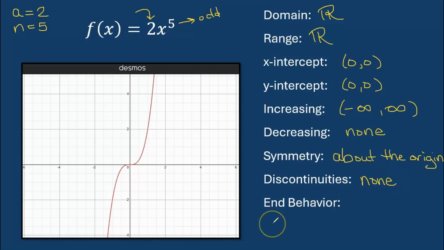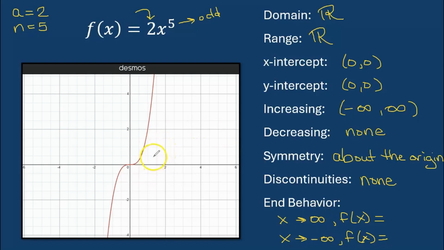Finally, let's talk about end behavior. End behavior, remember, is that when we have x approaching positive infinity, what is the graph doing? And when x approaches negative infinity, what is the graph doing? Now that is a seriously ugly infinity symbol, so let me redraw that.